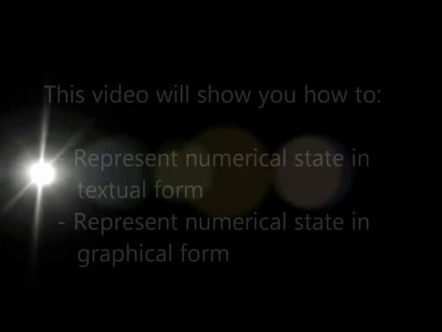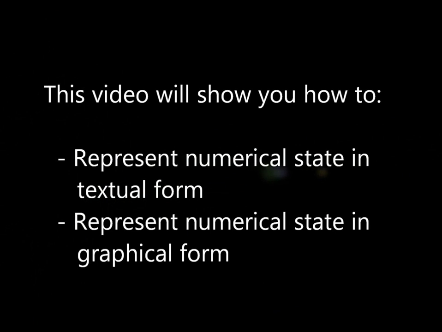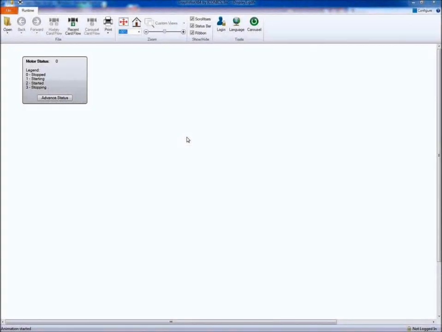This video discusses different ways in which numerical states can be represented in either textual or graphical forms. In your application, you may have some data source representing the status of an asset. So for example, in this case, I have a numerical variable telling me what is the current state of my motor. And because this is just a numerical value, I have added a legend to understand what this actually means.